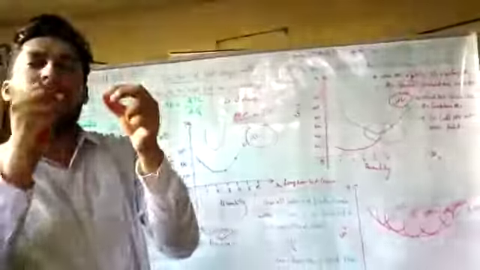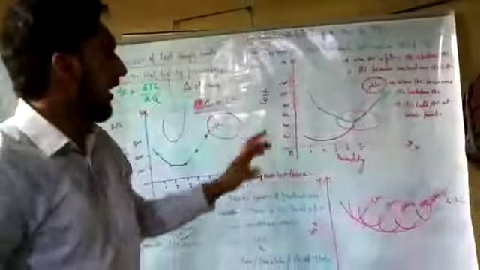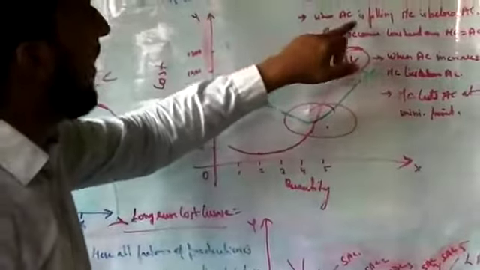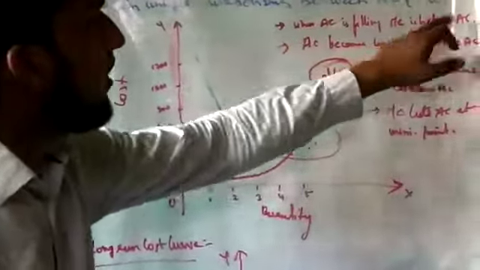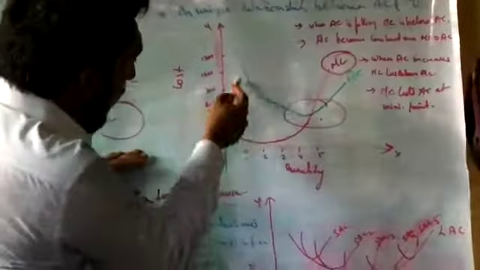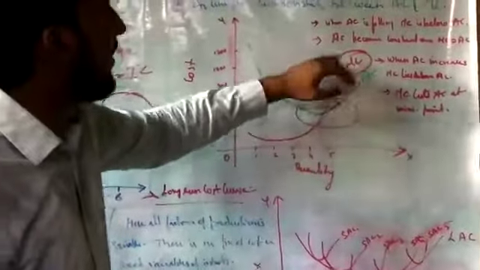There is a perfect relationship between the AC and MC, where MC cuts the AC, right? We have 4 properties for this. Point number 1: when AC is falling, MC is also below AC. When AC is going down, MC is going very far down. That's the first point.